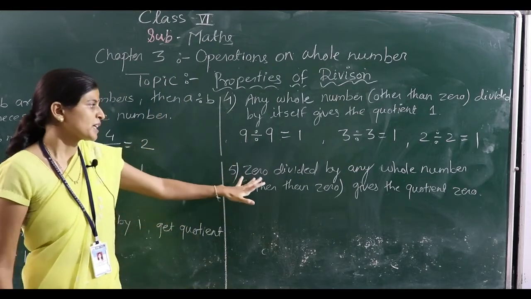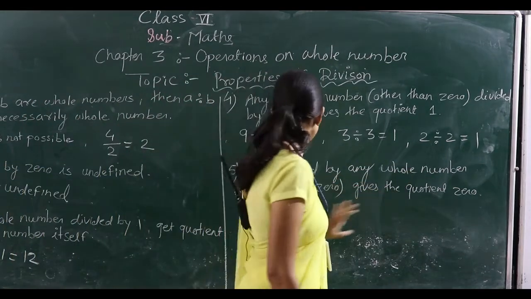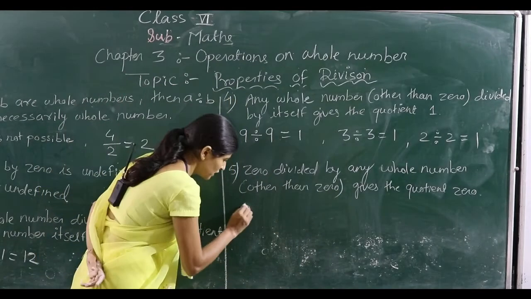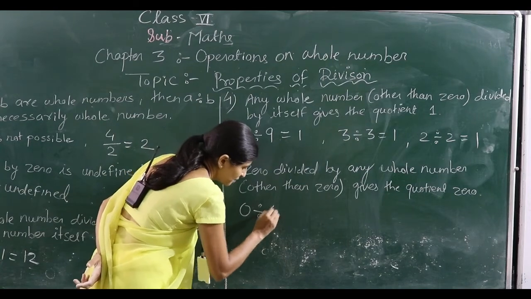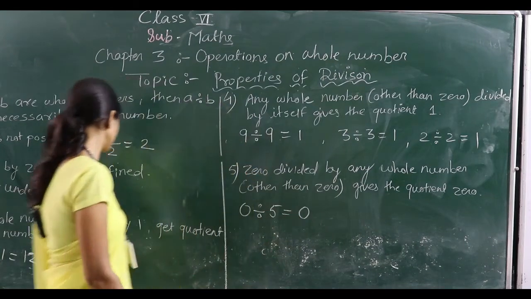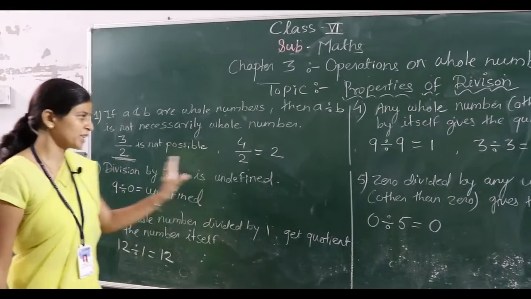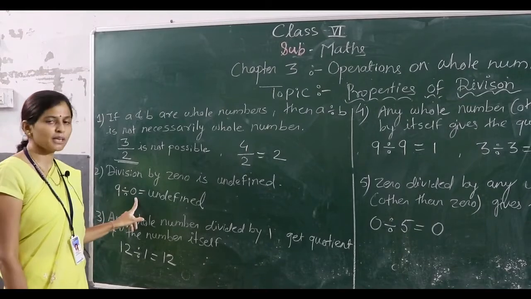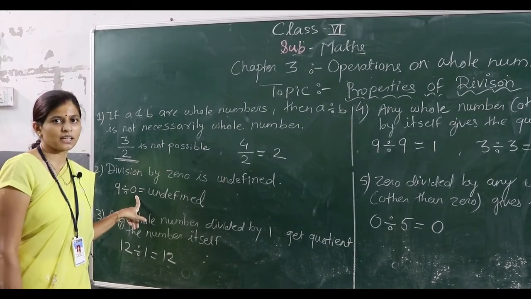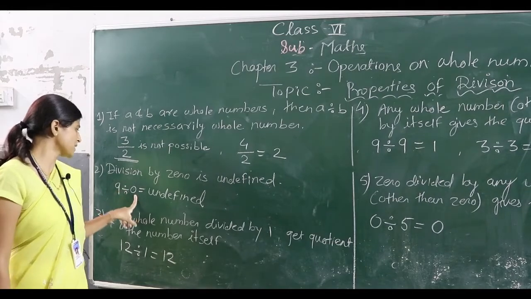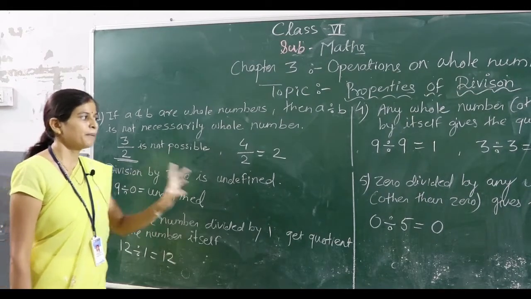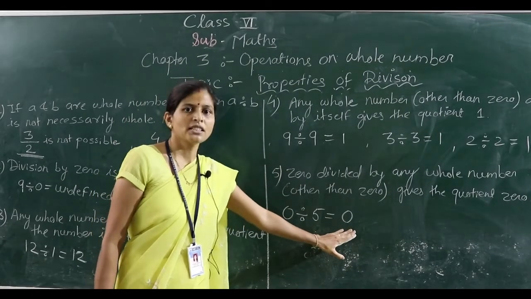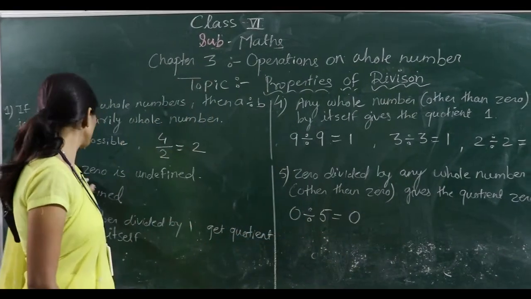Now the fifth property: 0 divided by any whole number other than 0 gives the quotient 0. If we divide 0 by any number, we get the answer 0. See property 2 and property 5. What is the difference between property 2 and property 5? If we divide any number by 0, we do not get any answer. Means the answer is undefined. But if we divide 0 by any number, we get the answer 0. So this is the difference between property 2 and property 5.